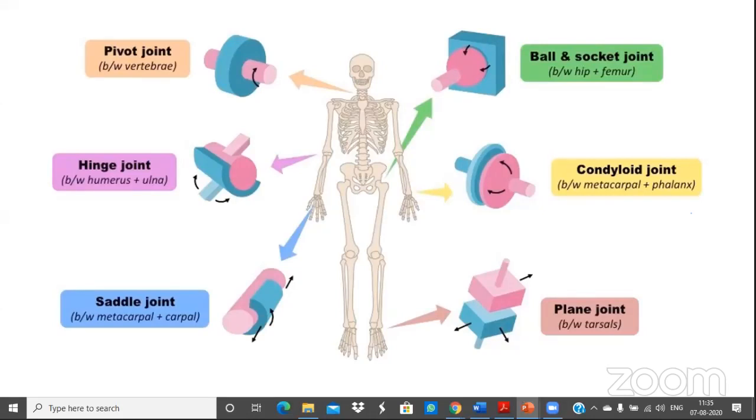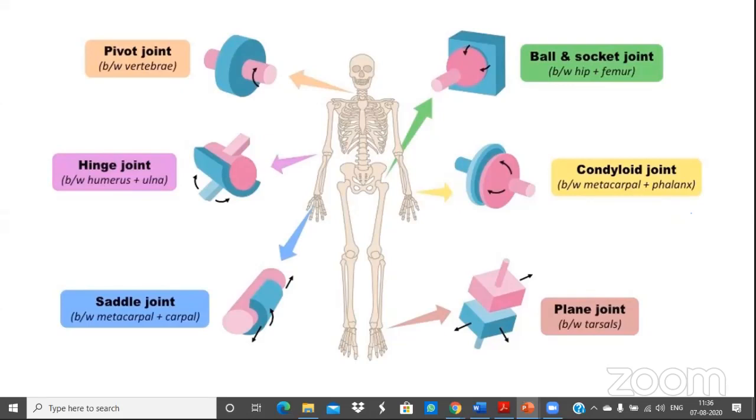But here, based only on the mechanism of the movement, they classify into pivot joint here in the neck, where you can do the pivot movement left and right. If you say no, you are making that movement. That is called pivot. Hinge joint, like the elbow joint. The elbow joint and the knee joints are hinge joints, like how the hinge joins the door with the other structure.